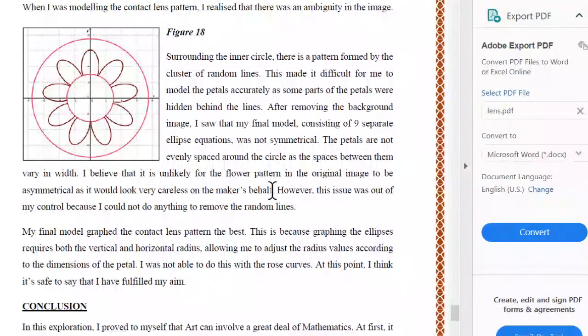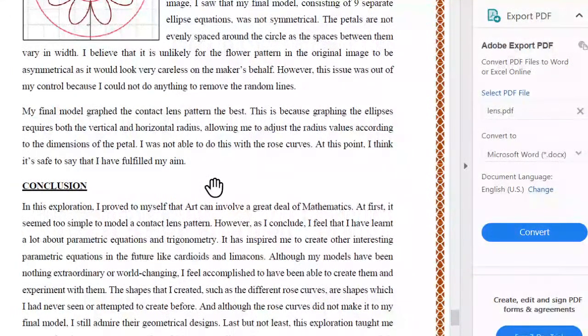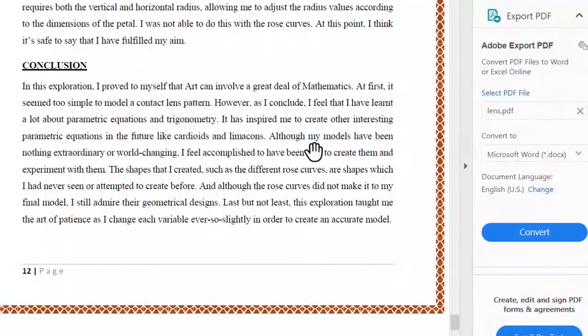So this is just identifying strengths and weaknesses in the student's work. This is good. This is good. However, the issue is out of my control because I cannot do it. Okay. Final graph is the best. Okay. Right, because I did the art of mathematics. Okay. A lot about parametric equations and trigonometry.